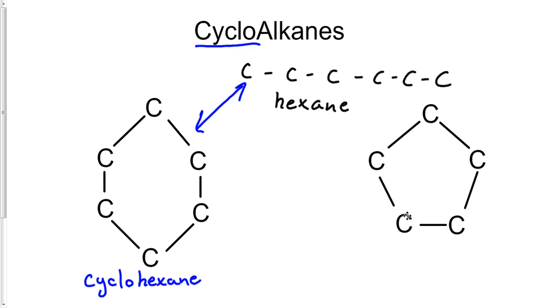So take a look at this. 1, 2, 3, 4, 5 C's. And so normally we call it pentane, but it's in this formation, so we'll call it cyclopentane. And that is all we have to do to name that one.